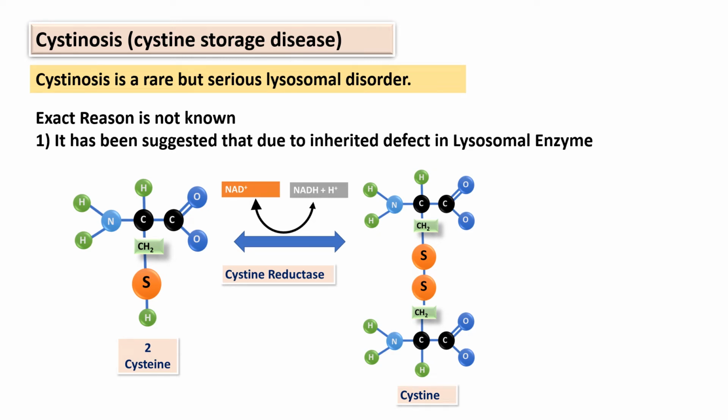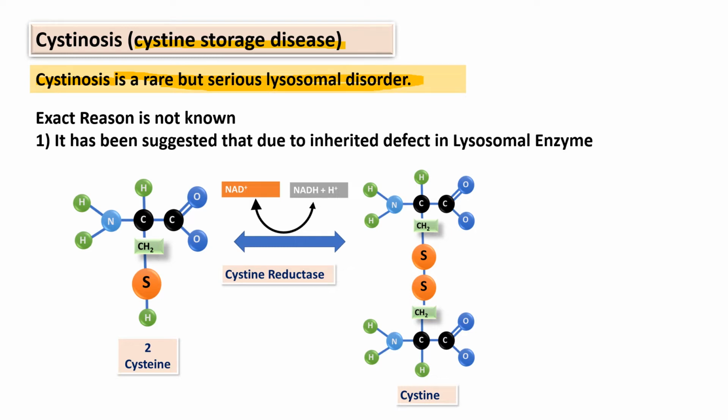Welcome you all to a new lecture series, and we are going to discuss cystinosis. Cystinosis is a cystine storage disease where there is an accumulation of cystine in the lysosome. It is a rare but serious lysosomal disorder.